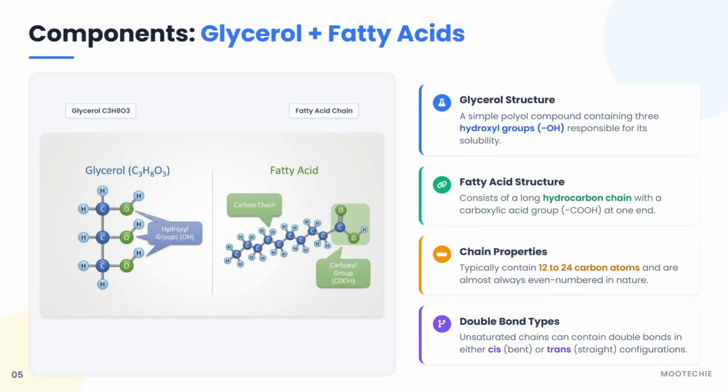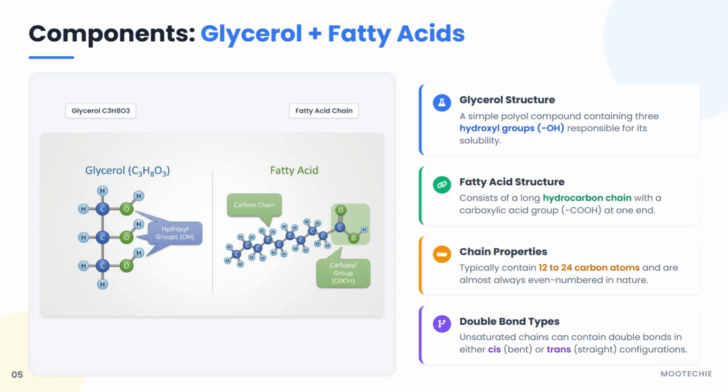Let's meet the components, glycerol and fatty acids, up close. First, glycerol, with the chemical formula C3H8O3. It's a simple polyol compound containing 3 hydroxyl groups, or OH groups. These groups are responsible for glycerol's solubility in water. Then we have the fatty acid chain. A fatty acid consists of a long hydrocarbon chain with a carboxylic acid group. That's a COOH group. These chains are quite long, typically containing 12 to 24 carbon atoms, and in nature, they are almost always even numbered.